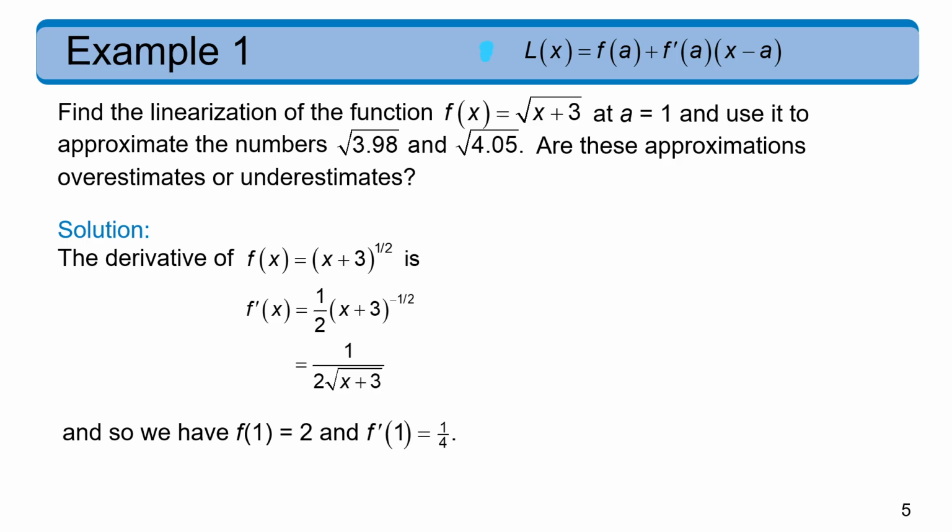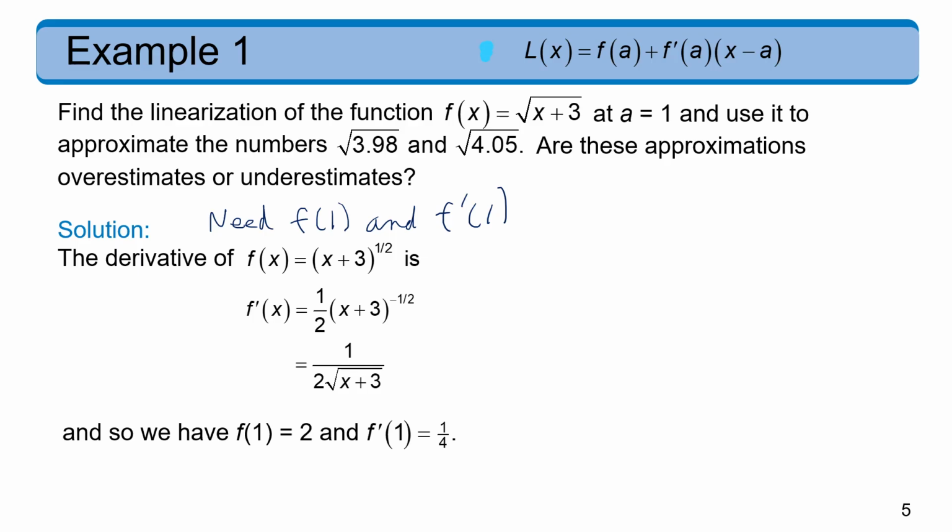So up at the top, you can see I've copied the formula we just derived for the linearization that we're calling L of x. And you can see there's two things we need to compute in order to plug into this function. Since a is equal to 1, we're going to need f of 1 and f prime of 1. So that's what we're working on first. Just make a note here. We need to find f of 1 and f prime of 1.